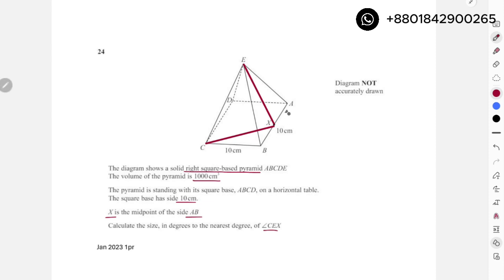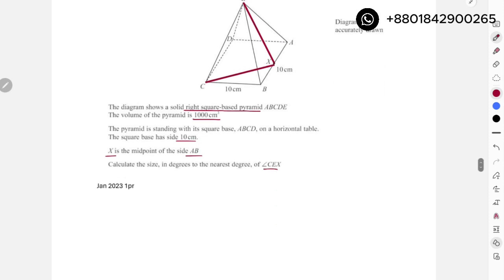Then again, from this front face, I can find out the length for, what is this? Can I find the length? One minute. No, using the volume, I can find out the height also. Yeah, using the height and everything, we can calculate. No, actually we cannot. One minute. Using the height, I can calculate EX. And then again, using the height, I can calculate CE, right?